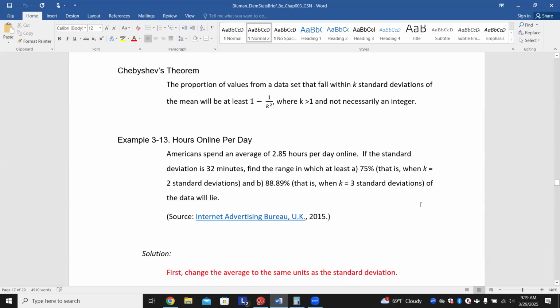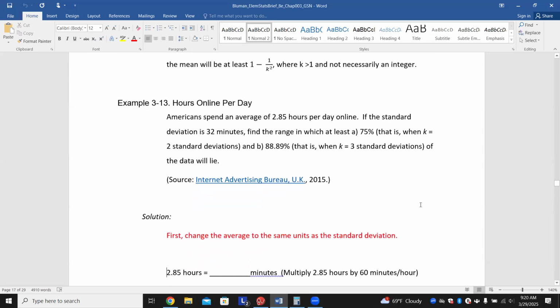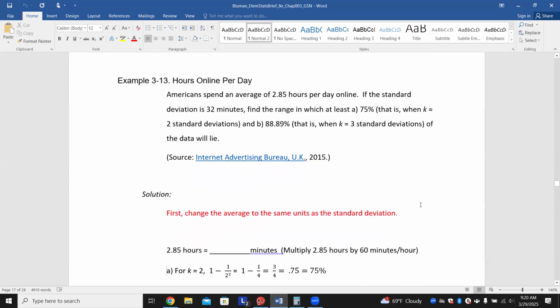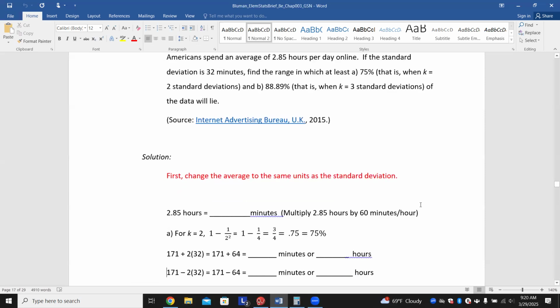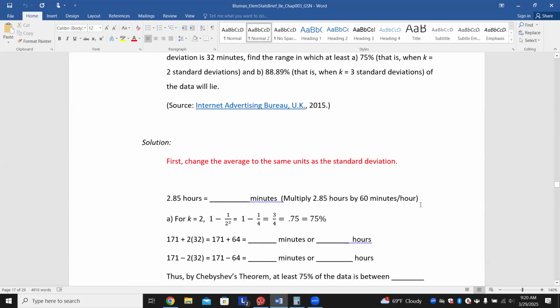In example 13, we're going to talk about hours online per day. Americans spend an average of 2.85 hours per day online. If the standard deviation is 32 minutes, we're going to find the range in which at least 75%, that is when K equals 2 standard deviations, and 88.89%, that is when K equals 3 standard deviations, of the data fall. The first thing you want to do is change the average to the same units. Let me bring this back up. I don't think I'm going to be able to.